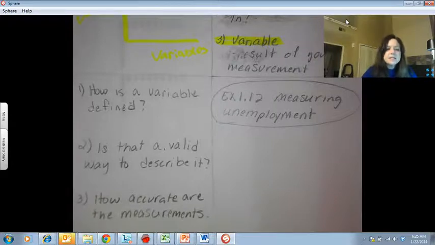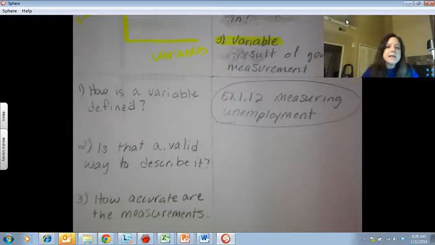And finally, question 3, how accurate are these measurements? Well, if you continue to read through measuring unemployment, to the next page, 26, it talks about how it's the same survey that they do every month to find that other information we talked about in chapter 1. For the life of me, I can't think of it. But so it's a survey about people. So how accurate is it? It depends on how accurately people are answering the survey.